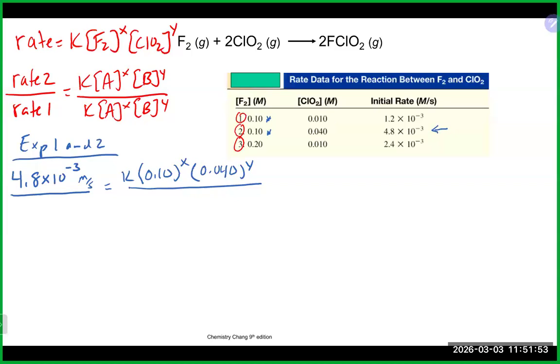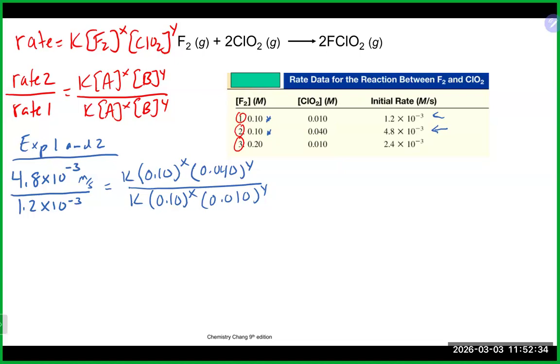I'm now going to do the exact same thing for experiment number 1 and put all those on the bottom. So putting experiment number 1's information on the bottom gets me 1.2 times 10 to the minus 3, k, 0.1 molar for my F2, and 0.01 molar for my ClO2. Any questions on that? Again, you don't necessarily have to do it with the larger number up on top, but it gives you a little more whole numbers instead of decimals. It will work if you flip it around and put the first one on top and the second one on the bottom.